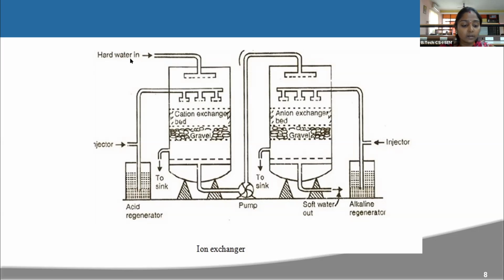Okay, so when this raw water passes through the cation exchange resin, the H plus ions are present in the cation exchanger. The acid regenerator contains dilute HCl, and the alkaline regenerator contains NaOH. Here HCl and here NaOH.